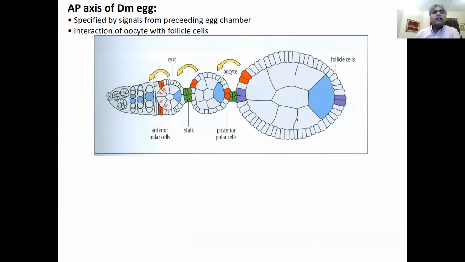Now, this is where the communication between the posterior and the anterior follicle cells is taking place. And this communication is very important, not only for proper maturation of the oocyte, but also for the movement of the nucleus, which is here near the posterior, to eventually come here to the anterior pole.